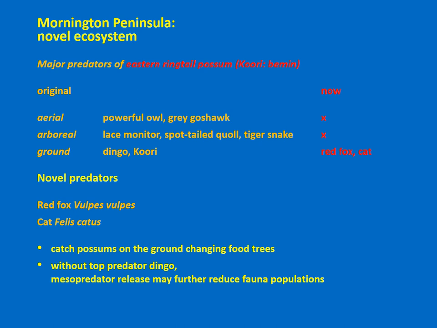We don't want that, so we want foxes to control cats. The evidence that foxes control cats is somewhat ambivalent, but I think most people appreciate that there probably is a major controlling effect. We don't really want lots of cats. We want them to be controlled by foxes, because cats are going to be better at capturing the antechinus and the small fauna than the foxes.